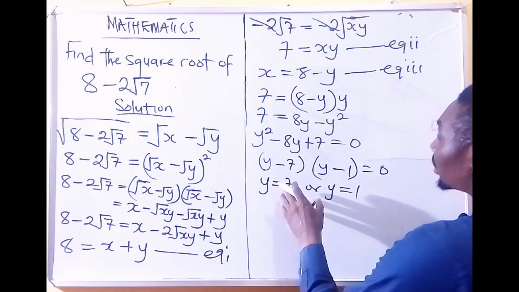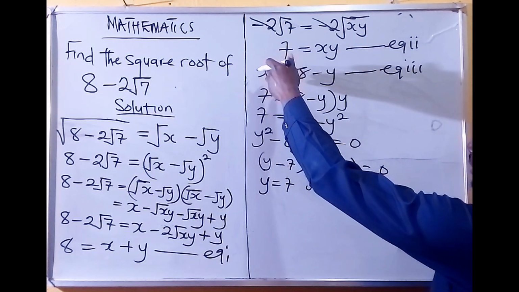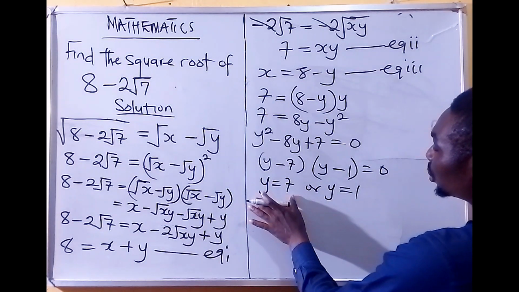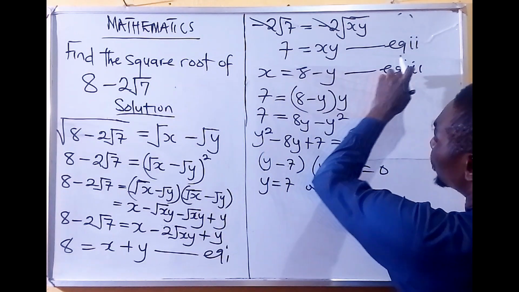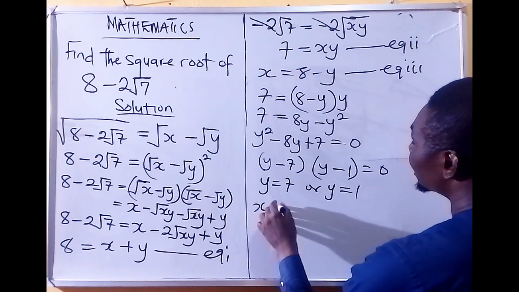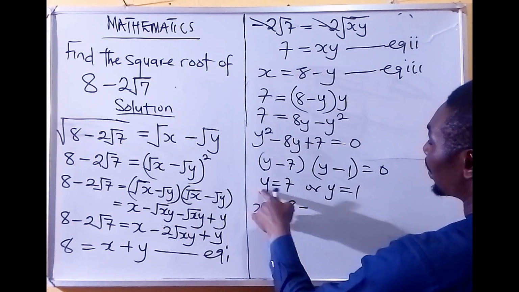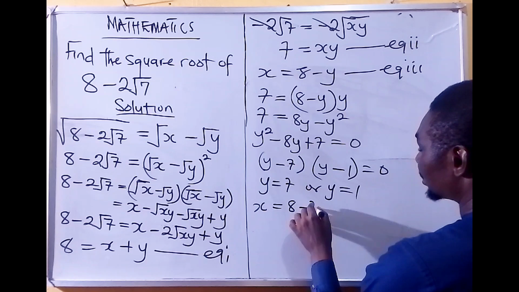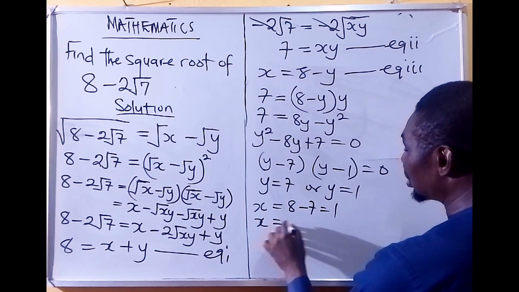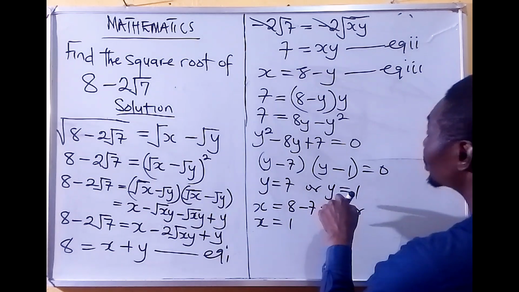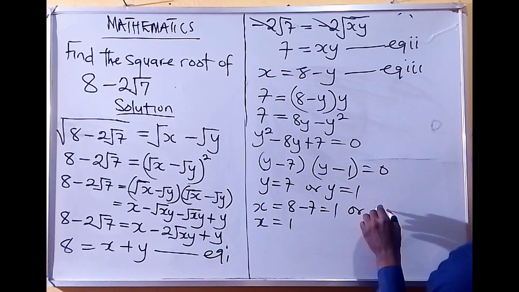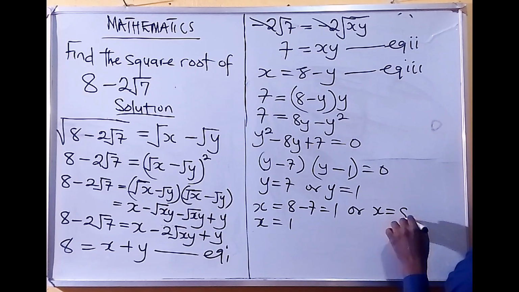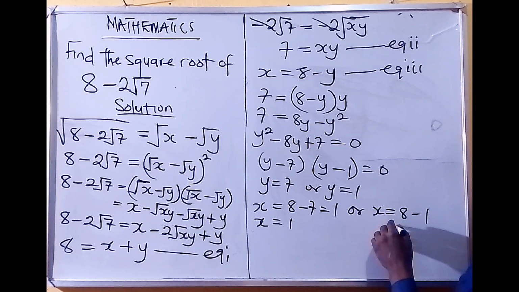Now we have to get the value of x. To get the value of x, we substitute the value of y into equation 3. So we have x is equal to 8 minus our y, which is 7. So we have x is equal to 1. Or if you substitute y to be 1 in equation 3, we have x is equal to 8 minus 1. Therefore, x is equal to 7.